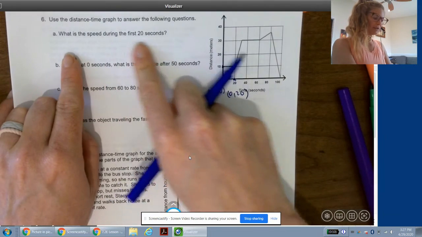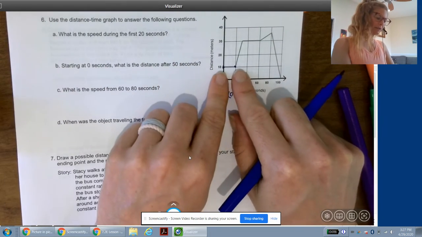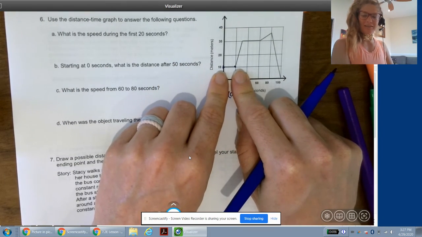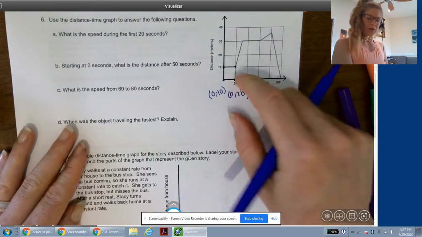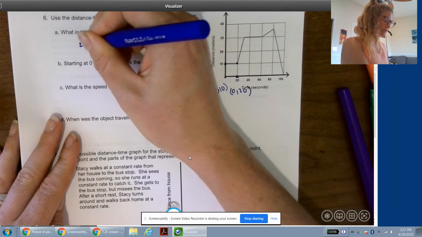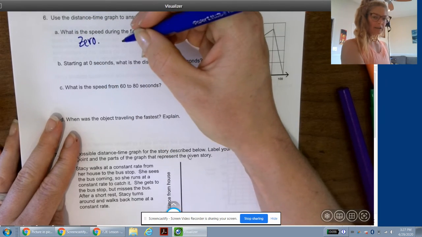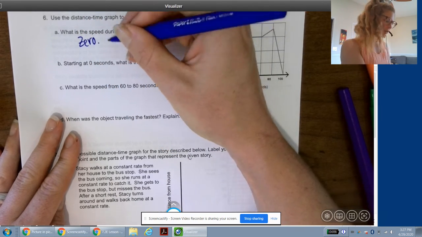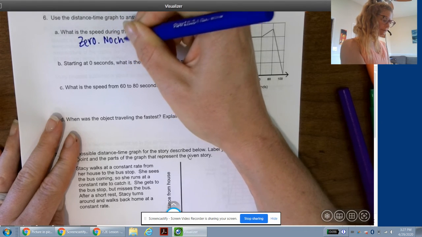So the speed during the first 20 seconds, well, taking a look here, it's a horizontal line. So your distance isn't changing, which means your speed is 0. So we could say 0, and your explanation could be something like no change in distance.